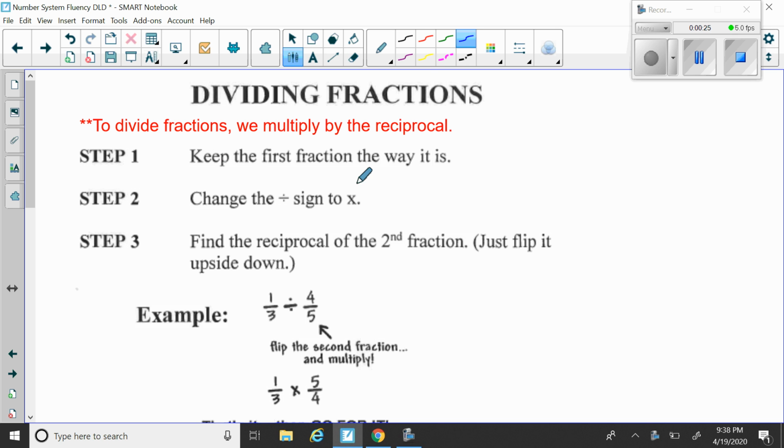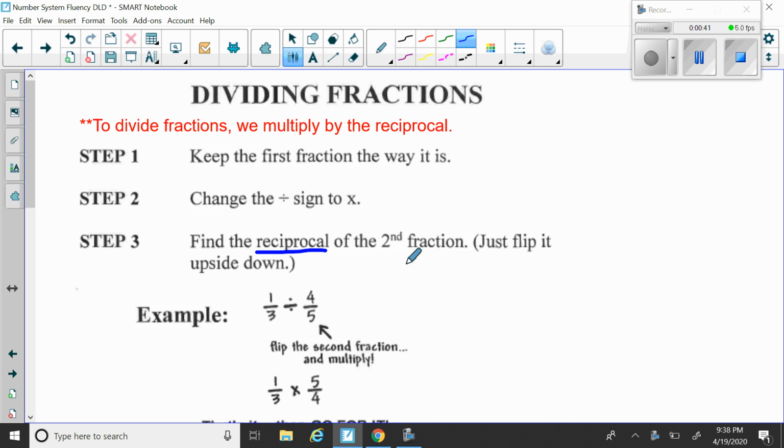So first, you would keep the first fraction just the way it is. Then you would change the division sign to a multiplication sign because we're now multiplying. And then you would find the reciprocal. And remember, the reciprocal of the second fraction.